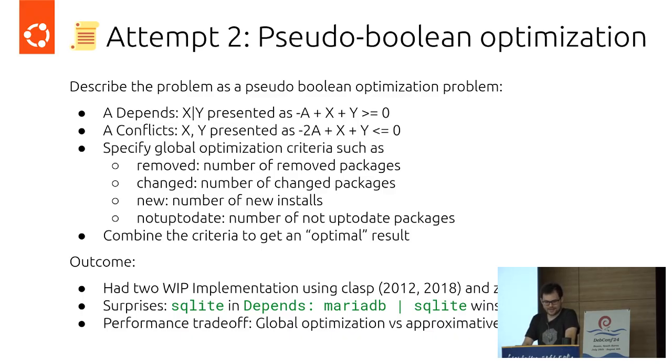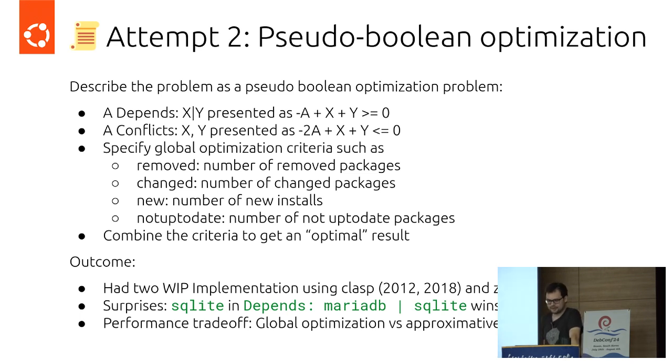Both Clasp and Z3 had problems, because the Clasp one was not really packaged as a library, and Z3 also adds, I think, about 8 megabytes or something. It's an 8 megabyte library or something like that, so it adds a lot of install size.